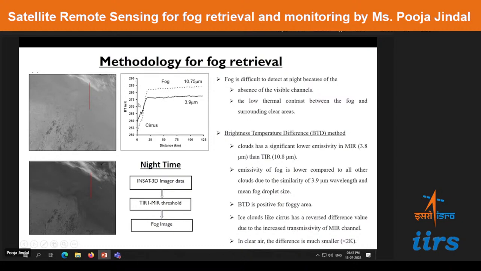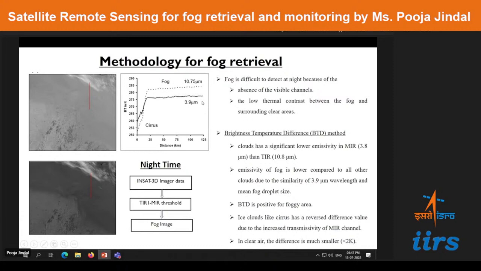This is nothing but brightness temperature versus distance, where distance means from this point to this point. When I plot for the thermal channel, this is the dashed line, and for the mid-IR channel, the 3.9 micrometer channel, this thick line is there. Now if you see over the foggy area, the values of BTs are over in this region.